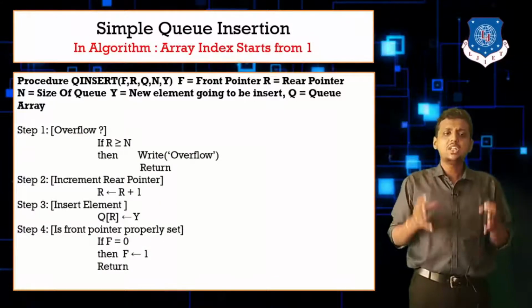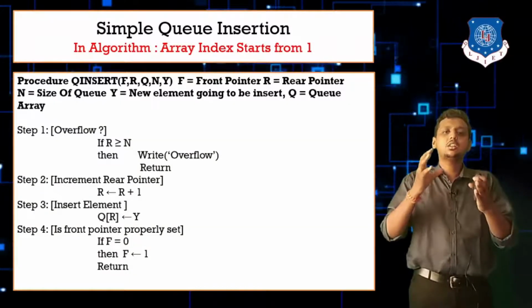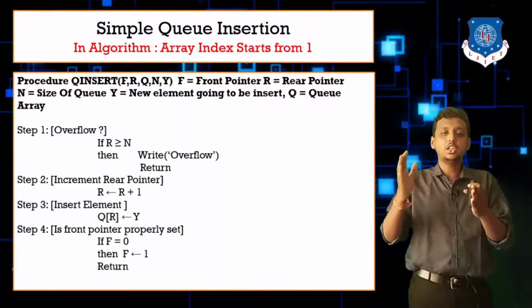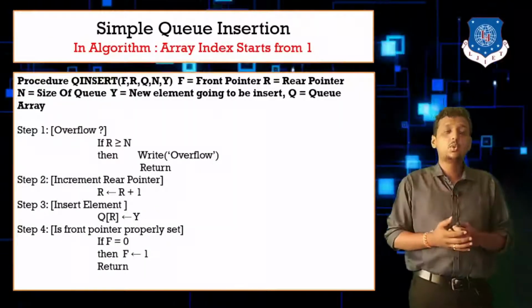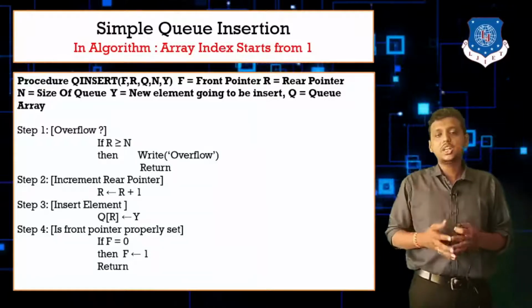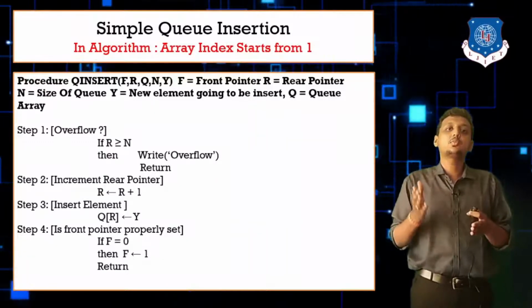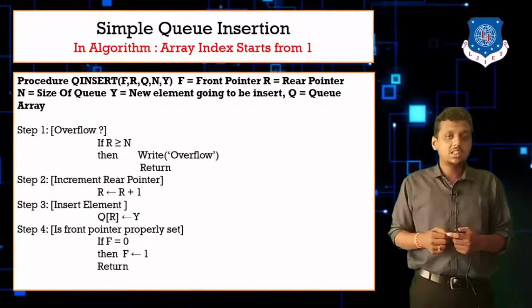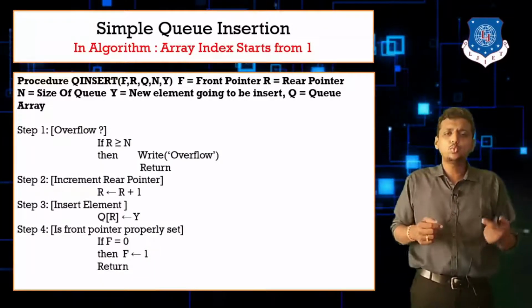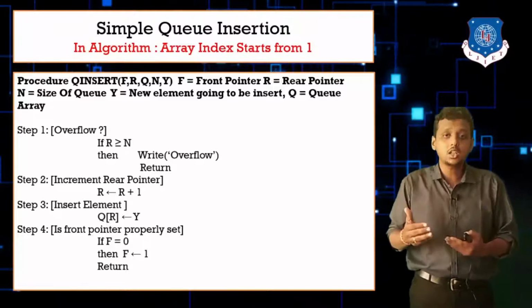What we did, we first compared the rear value to n and checked whether my queue is overflow or not. How can we check it? If the rear pointer position is greater than or equal to n, then my queue is overflow. If it's not overflow, then what to do? We just need to increment our rear pointer, right?